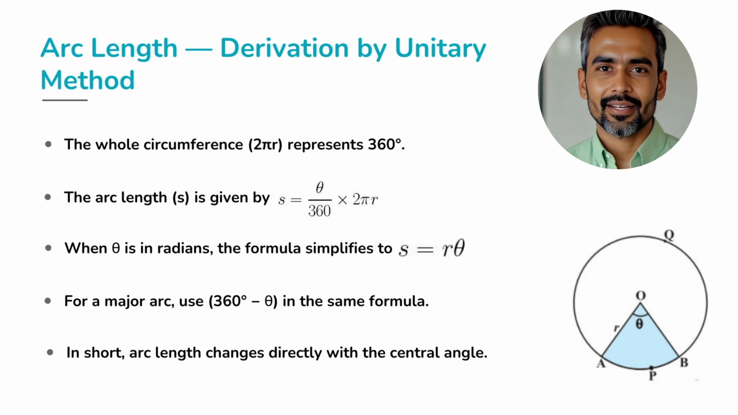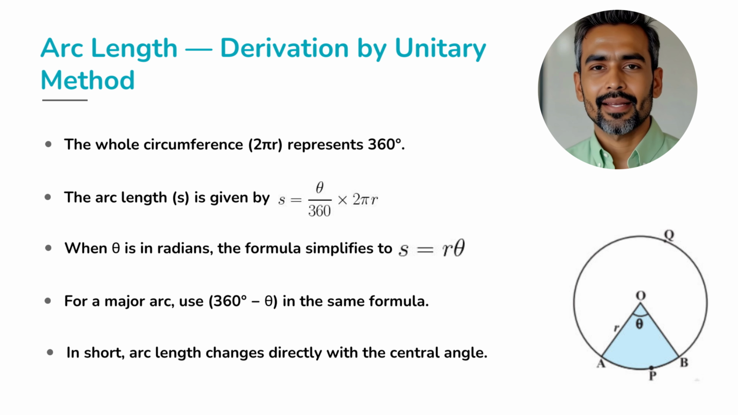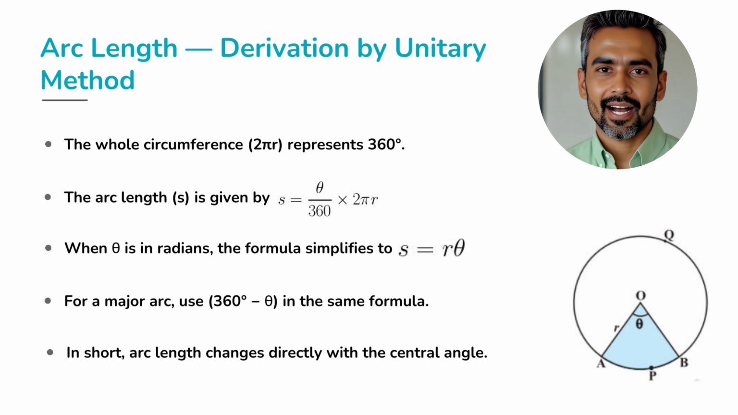But wait, if theta is given in radians, it becomes even simpler. S equals r theta. And here's a fun part. If you want the major arc, just replace theta with 360 minus theta. So next time you measure a wheel's rim or cut a circular cake, remember, that curve you measure is nothing but the arc length. Mathematically delicious.